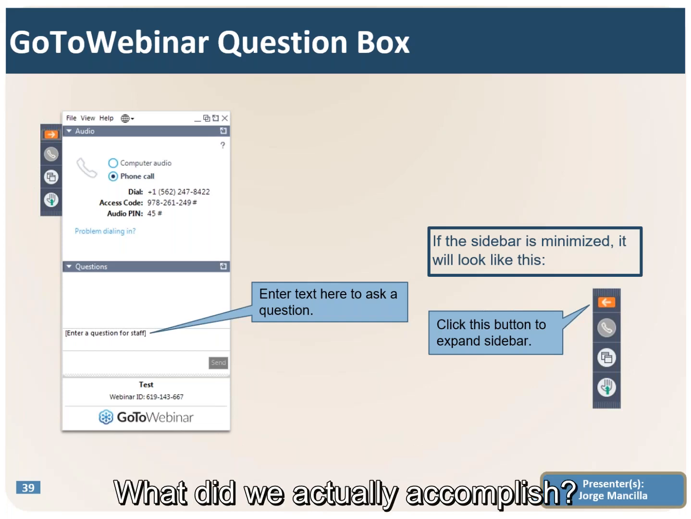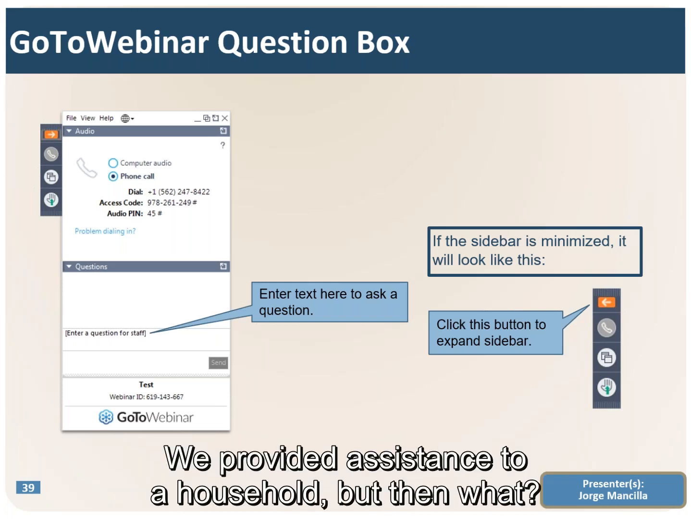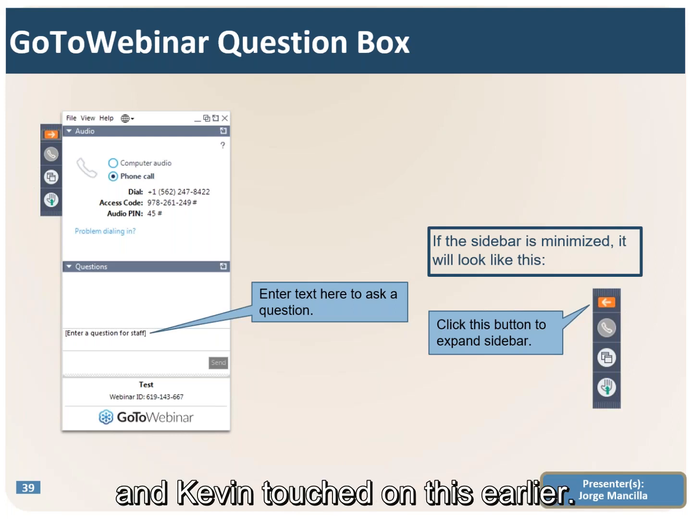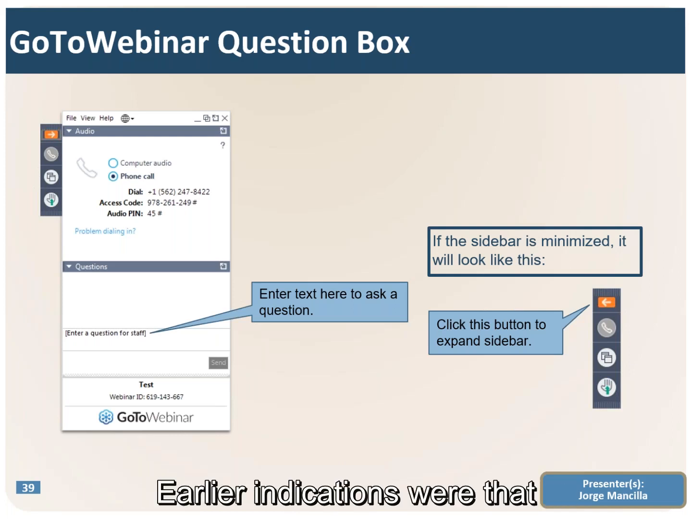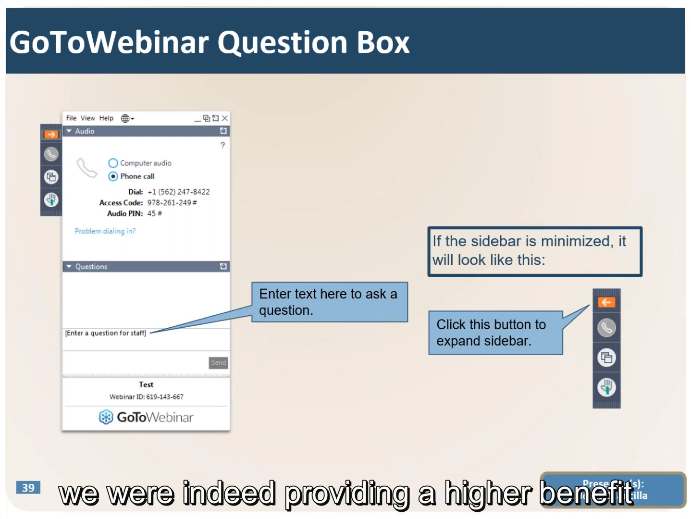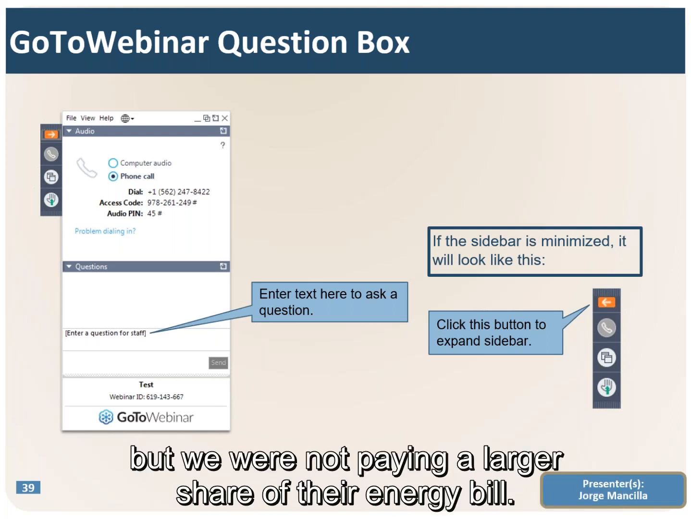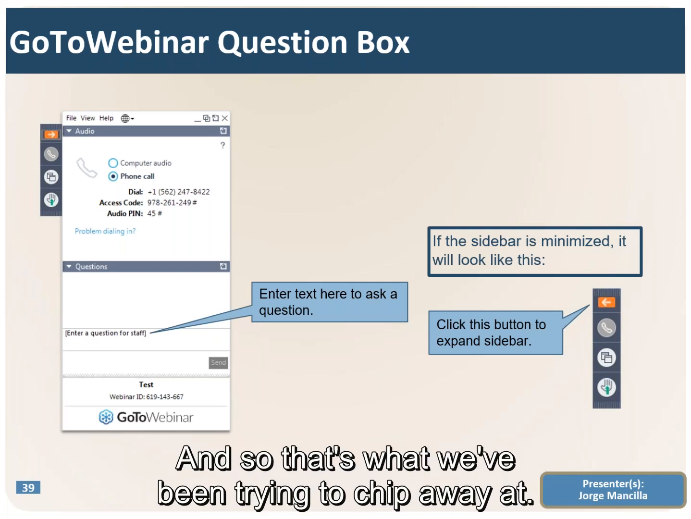What did we actually accomplish? We provided assistance to a household, but then what? Early indications, and Kevin touched on this earlier, were that we were indeed providing a higher benefit to high burden households, but we were not paying a larger share of their energy bill. And so that's what we've been trying to chip away at.